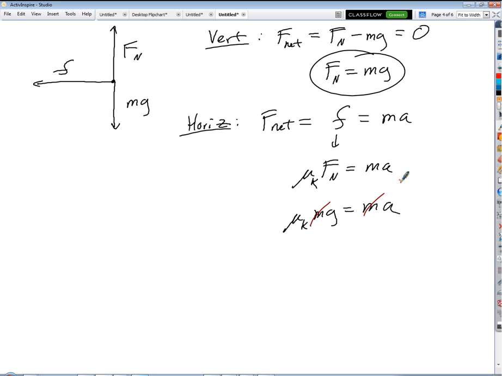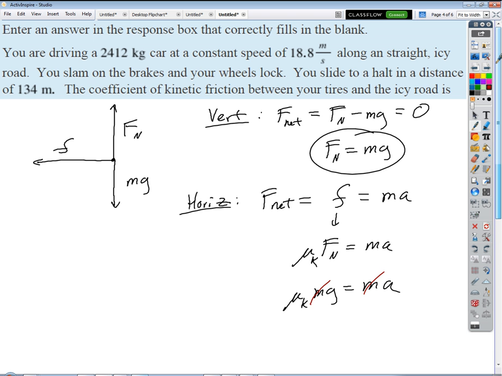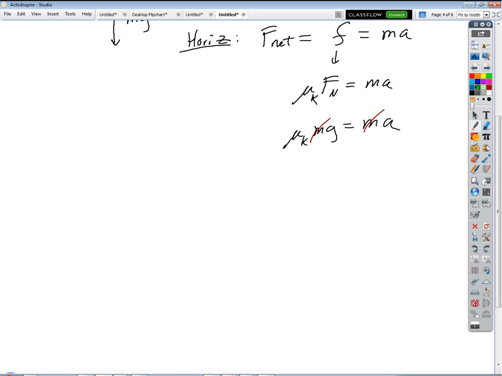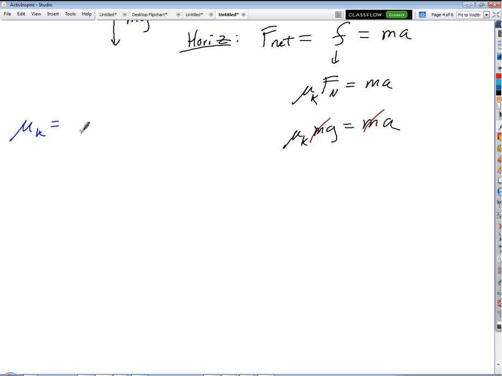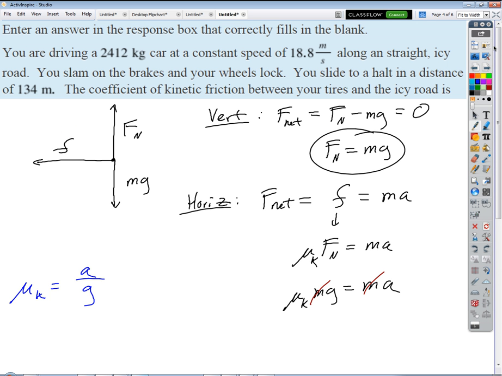But actually, we're looking for mu in this one, aren't we? I think the problem is asking us to calculate the coefficient of kinetic friction. So then we know that mu sub k just equals a divided by g, right? Okay. We know g. What's g? 9.8. What's a? Well, a, they didn't give to us directly, but we should be able to find it, right? That's just kinematics. What kinematic information did they give us here?